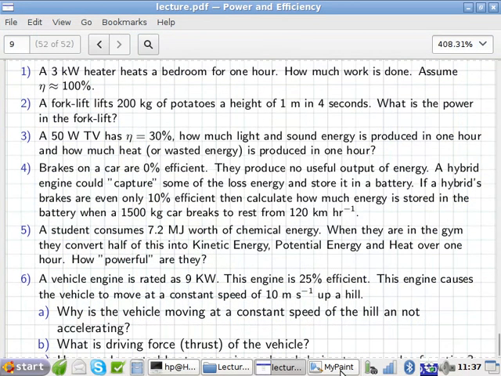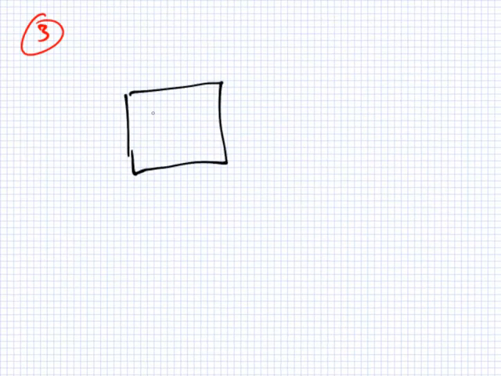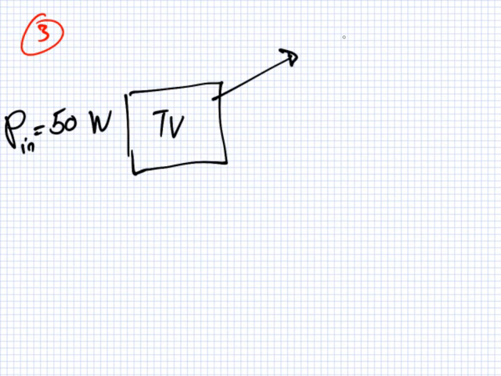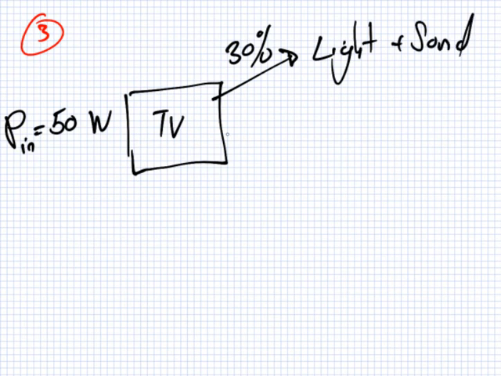A 50 watt TV has efficiency of 30%. How much light and sound is produced in 1 hour? So this TV here, the power that goes in is 50 watts. But 30% of it is the light and the sound. But how much is wasted? 70%. 70% is wasted. As what form? Heat.